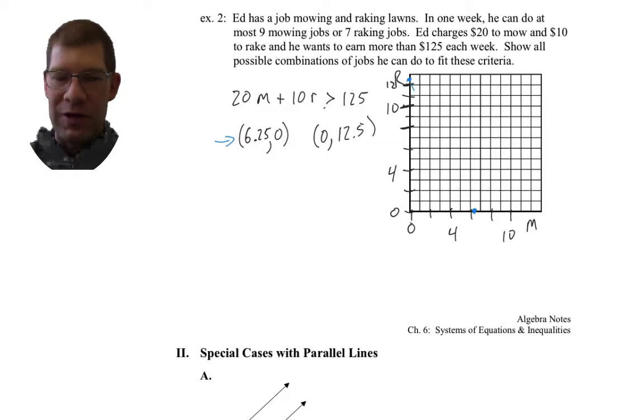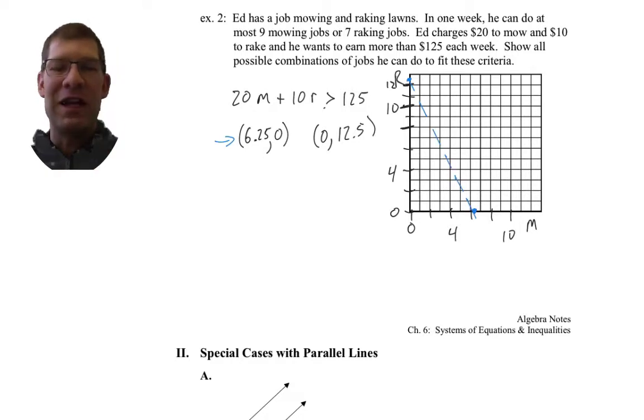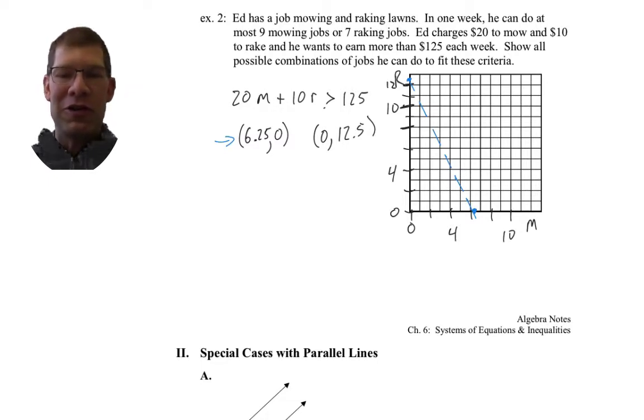So I'm going to do this here. And again, we don't have anything in the negatives because you can't really do a negative number of raking or mowing jobs. And greater than, we could pick a point, you could put in the origin, but I'm going to try to save a little time and say we're going to have to shade this way if it's greater than.